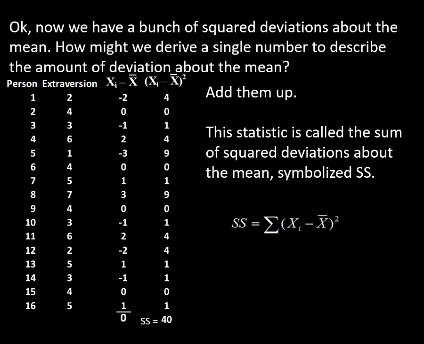Okay, well now we have a single number that describes, for this distribution of extraversion, how much deviation about the mean we've got. Now that number has a couple of issues. For one, it depends on the sample size. If I were to add one more person to this sample, I would get a bigger sums of squares. If I were to take one away, I would get a smaller sums of squares. So the sum of squared deviations about the mean is dependent on sample size.